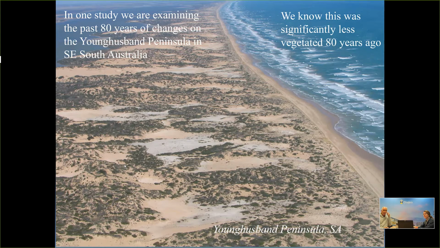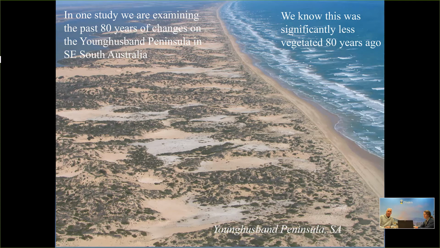So one of the things we've been doing in our studies of coastal change around South Australia is examining the last 80 years of changes on the Young Husband Peninsula in southeast South Australia. And we know, for example, that this region was significantly vegetated in the last 80 years, principally by getting rid of grazing and also killing all the rabbits along here, which allowed the vegetation to come back. But in many parts of the world we're in a vegetation stabilisation phase as well, which allows that to happen.